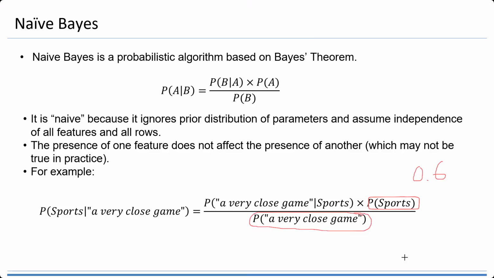What about the probability of this text? We learned a lot of prediction from the previous section, so we can use the multiplication. We can multiply the probability of "a", the probability of "very", the probability of "close", and the probability of "game", and then we can get the overall probability. Or if you use bigram, we can use the bigram, or if you use trigram, we can use the trigram. So how can we calculate this one? Let's see.